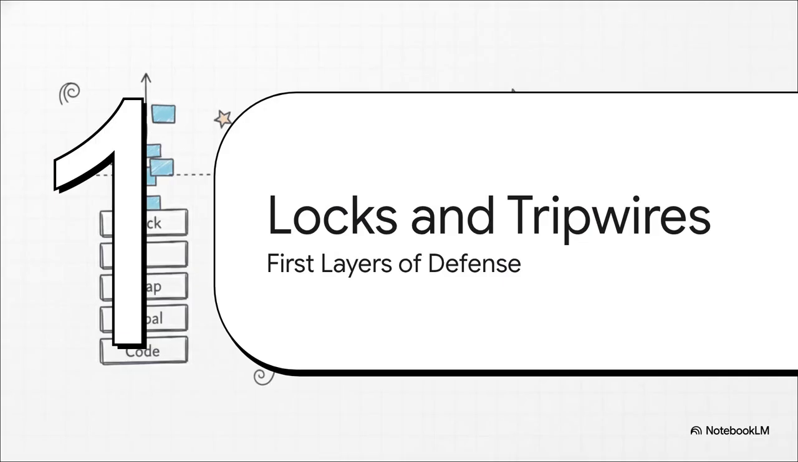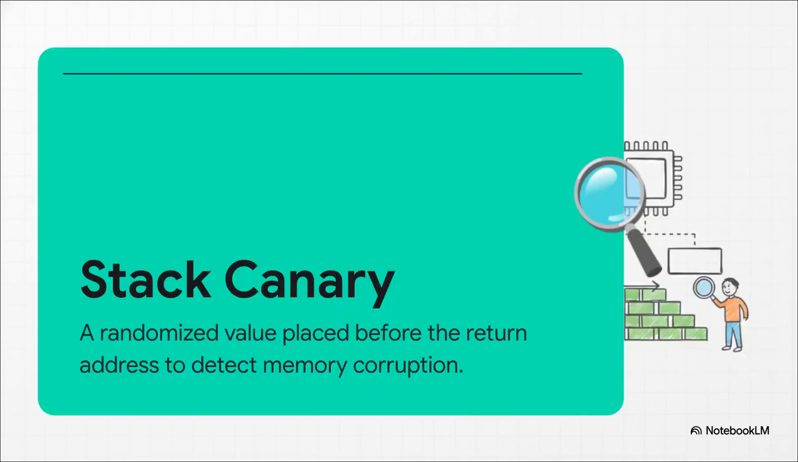Next up, locks and tripwires, the first layers of defense. The absolute easiest way to stop the heist is to block that final step, the execution, by enforcing a strict rule where memory can be writable or it can be executable, but never both. But of course, attackers adapted. So defenders introduced a way to catch the heist at step 1, using a stack canary.